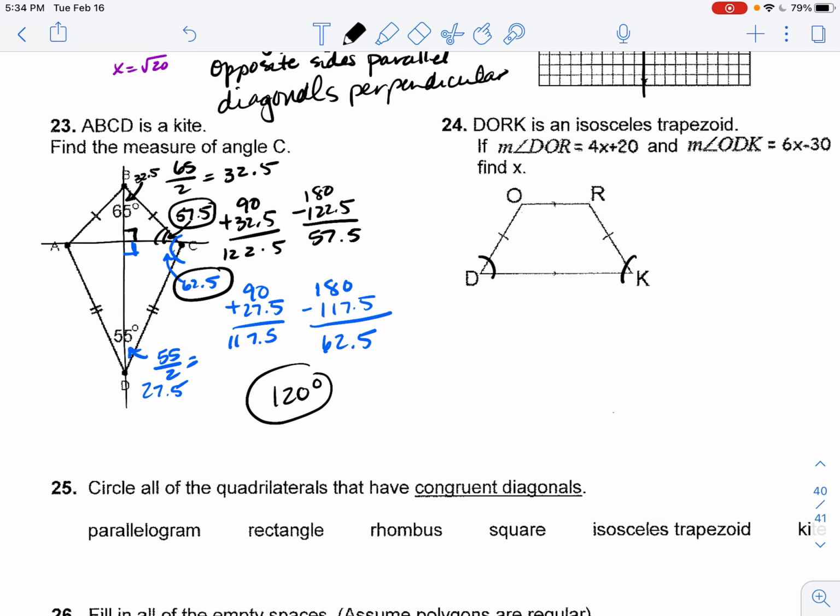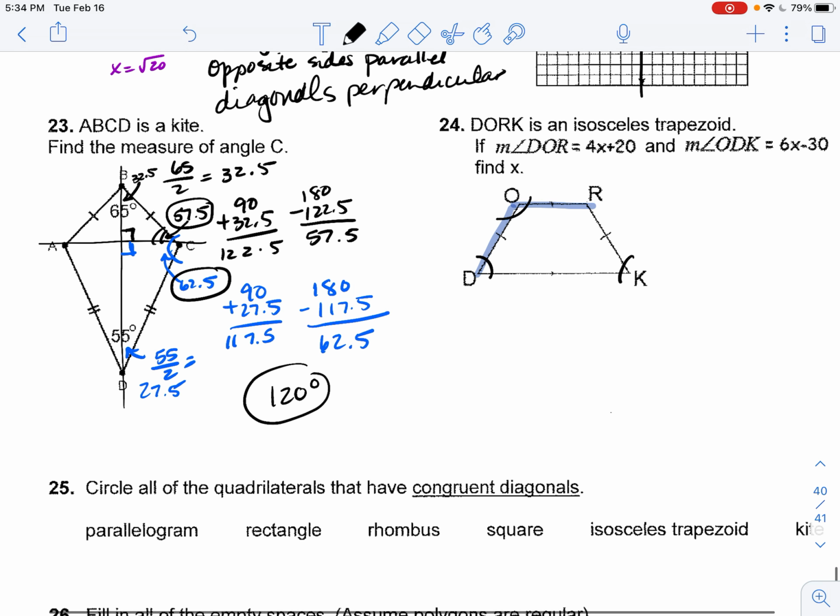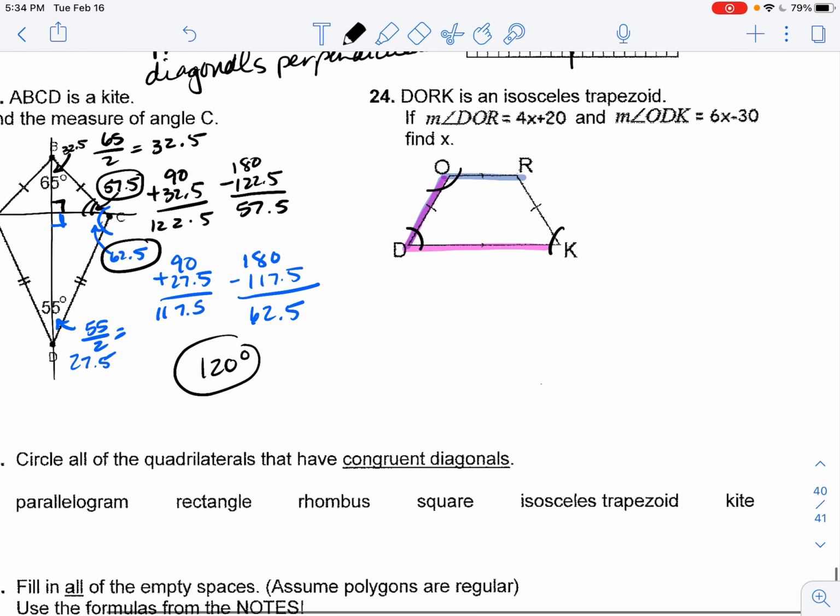Question 24, DORK is an isosceles trapezoid. Isosceles trapezoid means base angles are congruent. If the measure of angle DOR, so D to O to R, this angle here, is 4x plus 20, and the measure of angle ODK is 6x minus 30, so this angle here is 6x minus 30, and this guy's 4x plus 20. Find x.